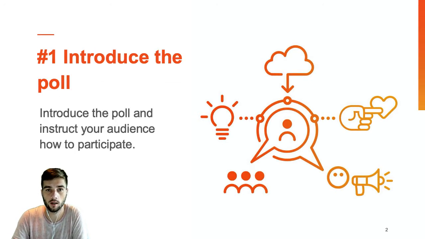So tip number 1 is to introduce the poll at the beginning of your presentation. Read out the question, the options, and instruct your audience how to participate. Tell them they will see a notification in the top right corner of their screen, which they can click on and then choose the option they want to vote for. Once they have voted, they can close the pop-up and enjoy the rest of your presentation.